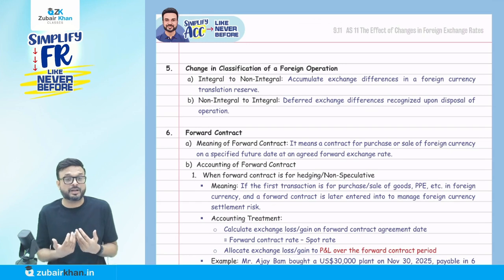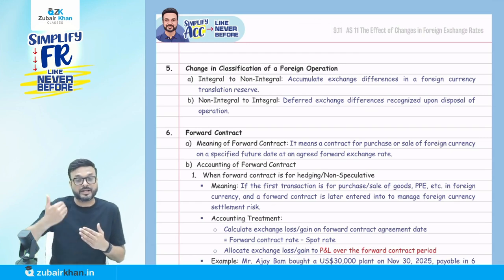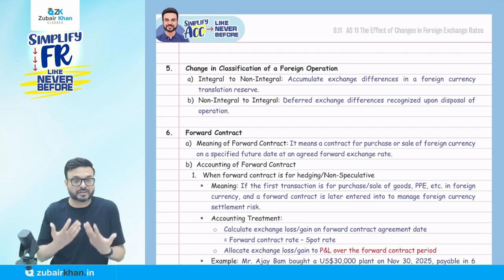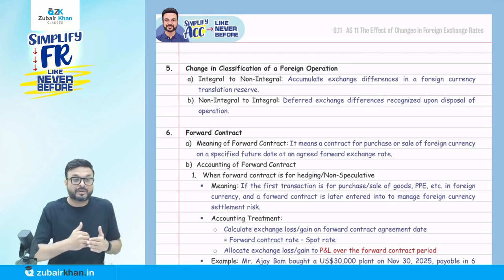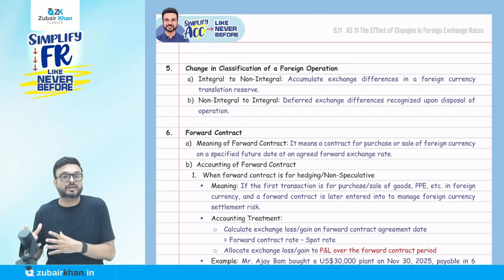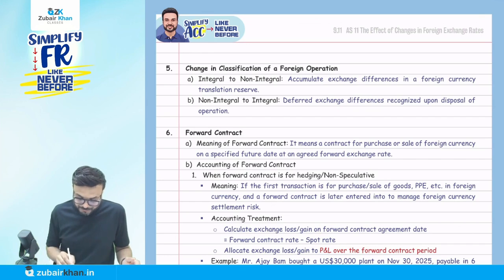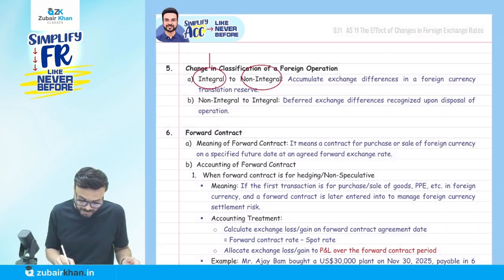But it might happen later on that they convert it from integral to non-integral here. So when it comes to integral, where do we record the difference? The difference is recorded to the P&L account. But when it comes to non-integral, where will the differences come? Differences will come to the foreign currency translation reserve account. So now this is integral, non-integral. So I'm converting from integral to non-integral.